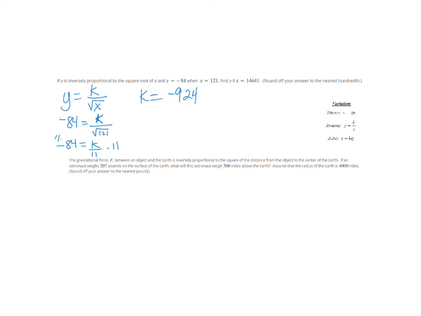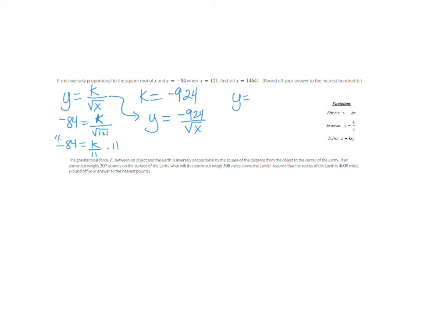Now I'm going to rewrite this formula with that k value in there. So y is equal to negative 924 divided by the square root of x. And this is the formula then that I can use to solve for what's coming. They gave me this. Now the question is, find y if x is 14,641. My goodness. Okay, here we go.